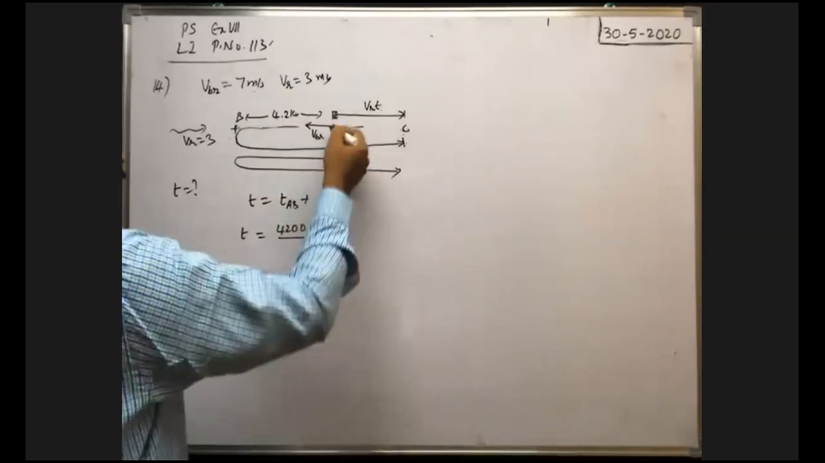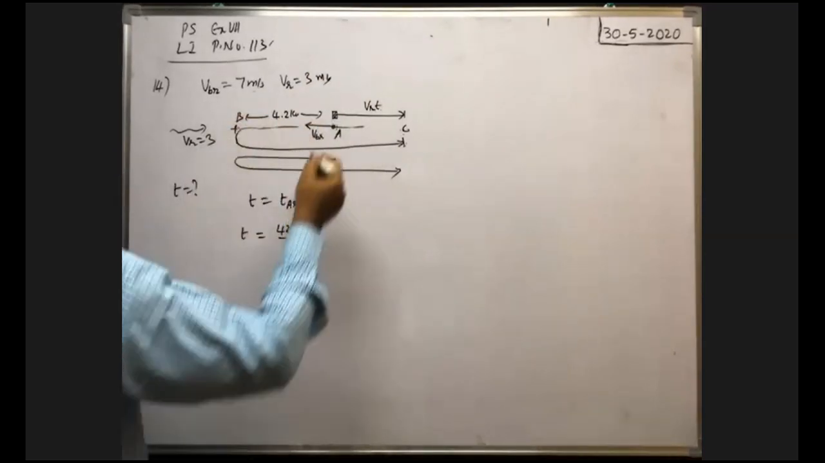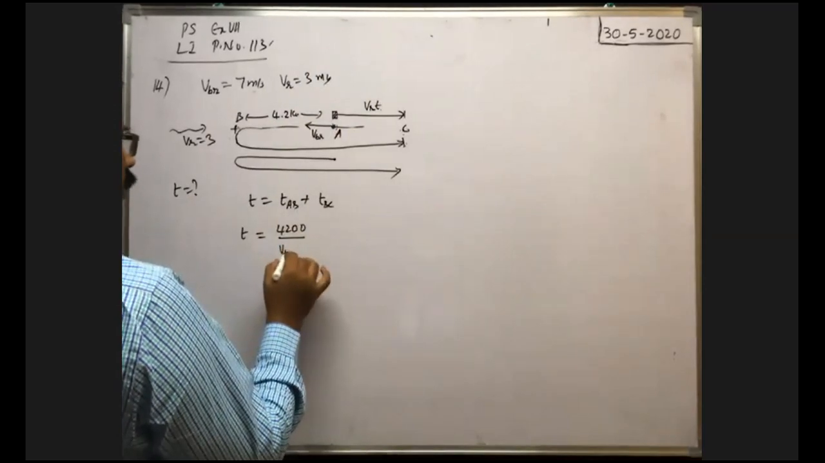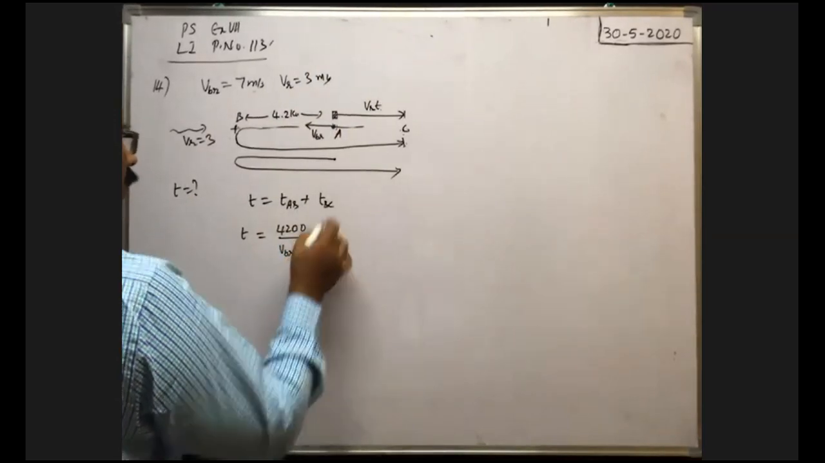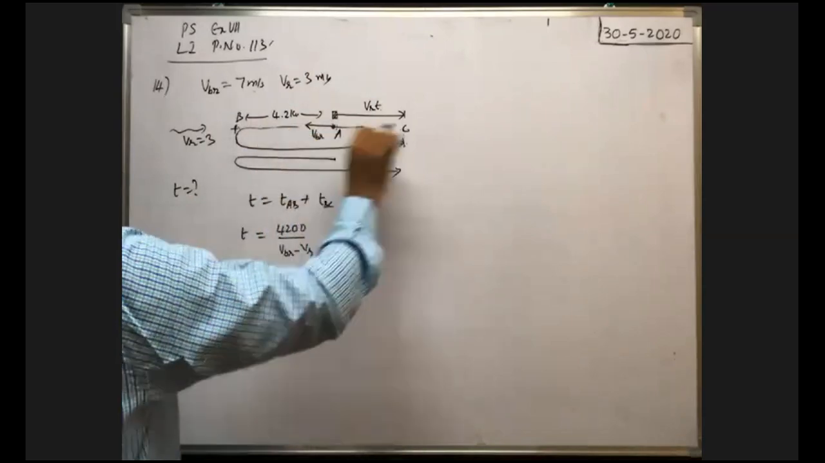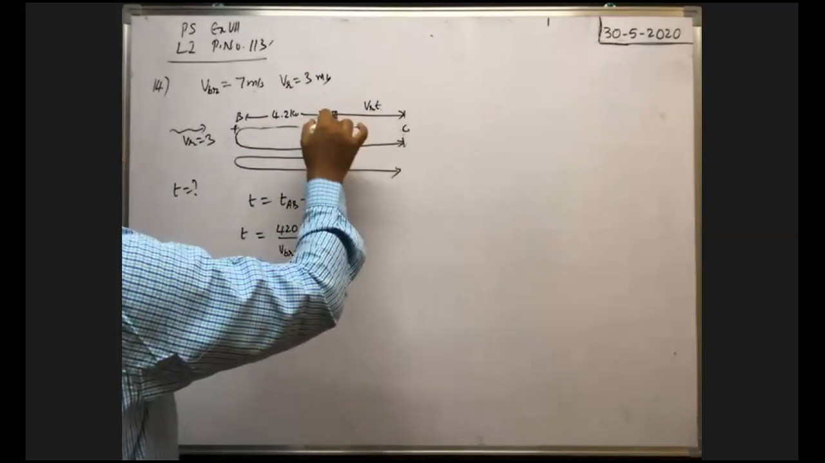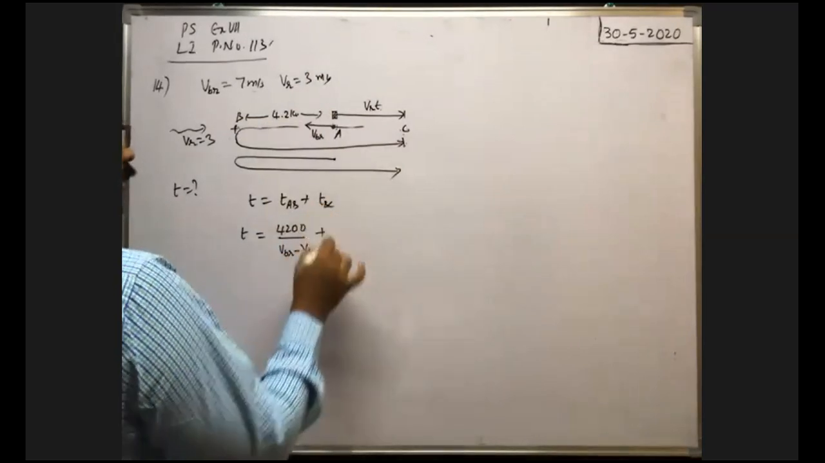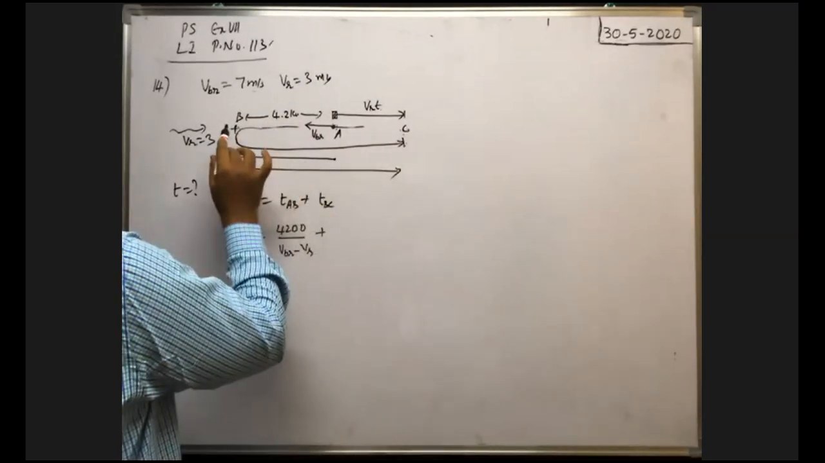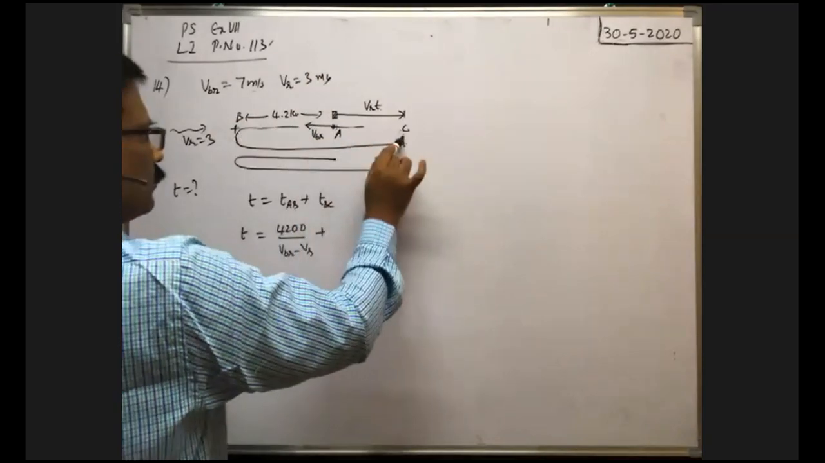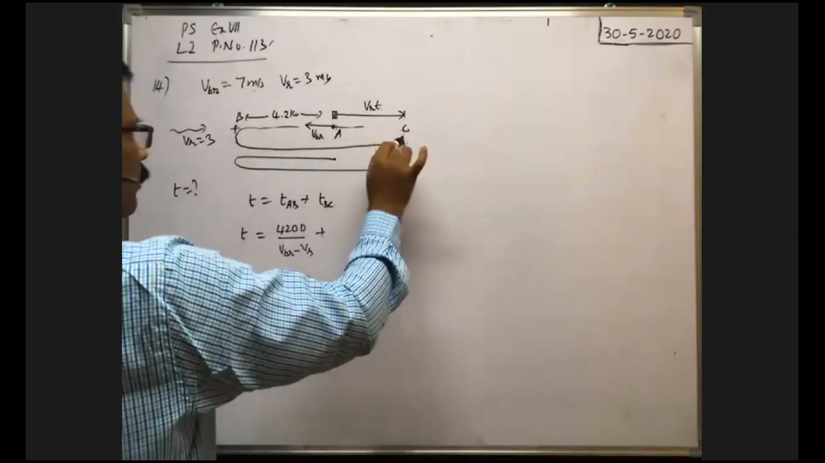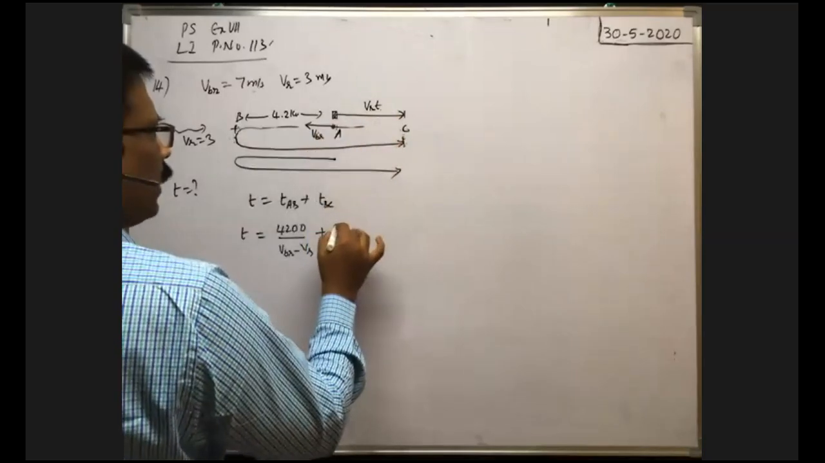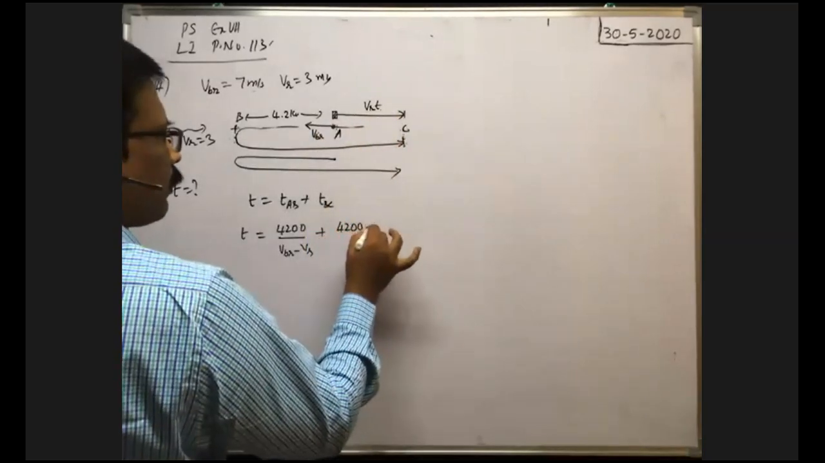Now what is the velocity of the boat in this direction? As it travels upstream, the net velocity of the boat is equal to VBR minus VR, no? Because VBR is in this direction and VR is in the opposite direction. That's why the resultant velocity of the boat in this direction is VBR minus VR. Plus TBC, which means the time taken by the boat to travel from this point to this point. What is the total distance traveled from B to C? That is equal to 4.2 plus VRT, no? 4.2 means 4200 meter plus VRT.